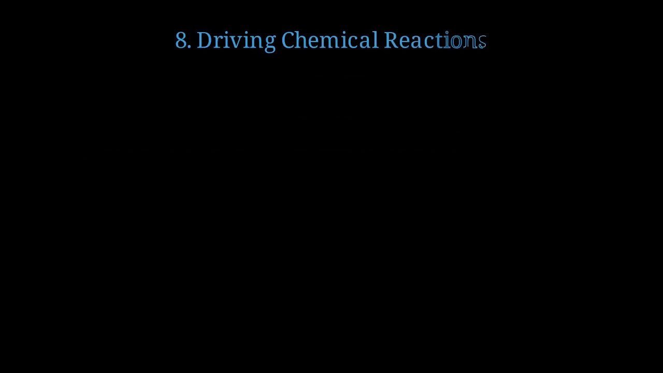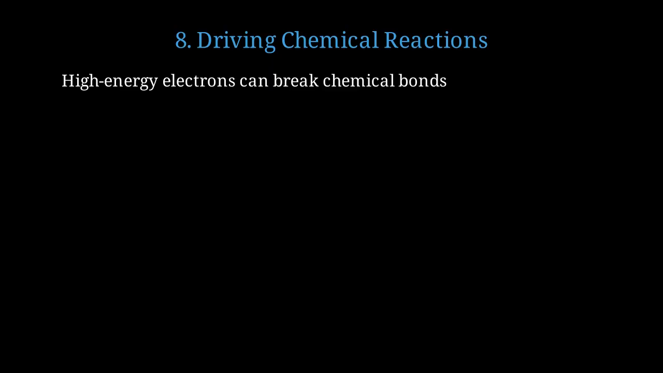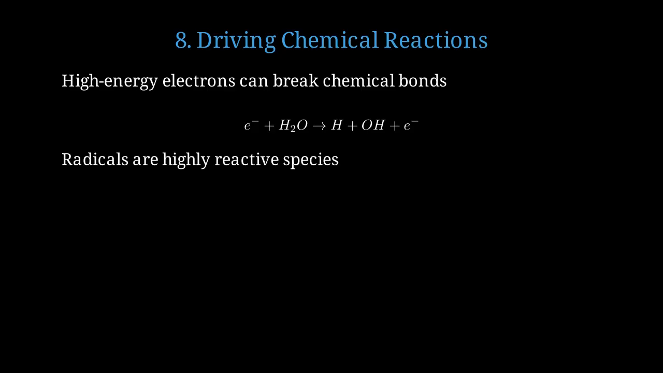The most surprising discovery is that microlightning can drive chemical reactions. The highly energetic electrons in these discharges carry enough energy to break chemical bonds in molecules. For example, electrons can split water molecules into hydrogen and hydroxyl radicals. These radicals are extremely reactive chemical species with unpaired electrons that want to form new bonds. A radical is like a chemical species with open arms, desperately seeking to bond with other molecules.